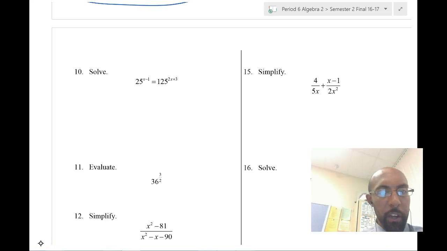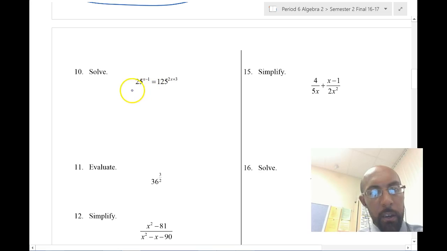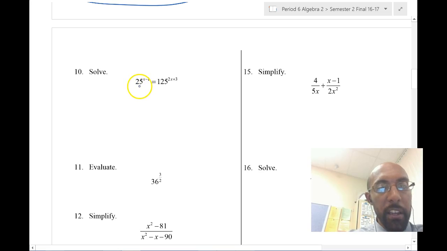Okay, page 2, the final review. So again, this one, number 10, is just like the first page where we're solving exponential equations. Same idea, you want to get 25 and 125 to be the same base. All right, so I know that one root of both of these numbers is 5. So I can change these to both 5.